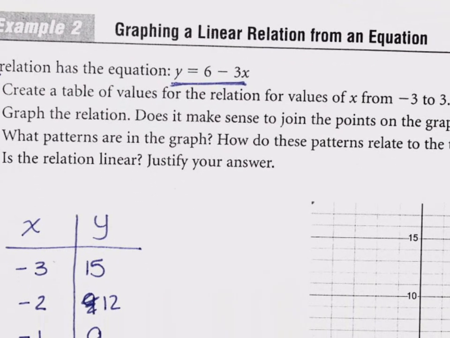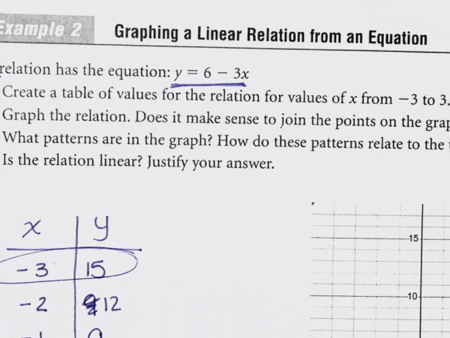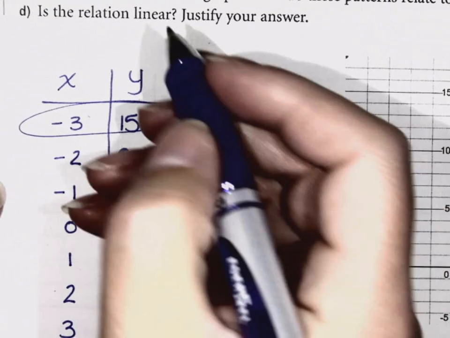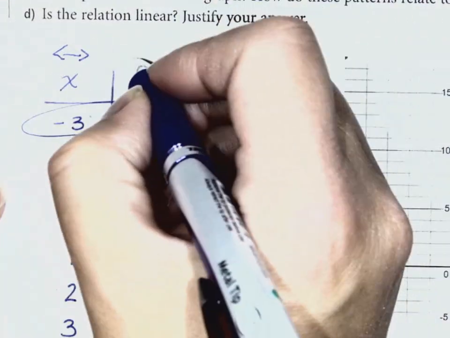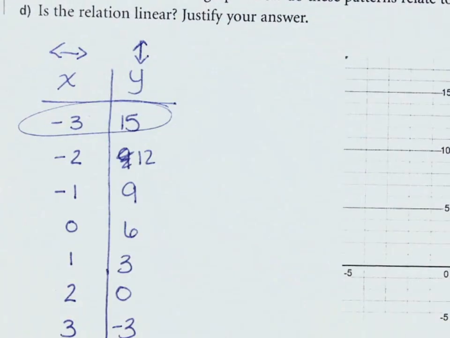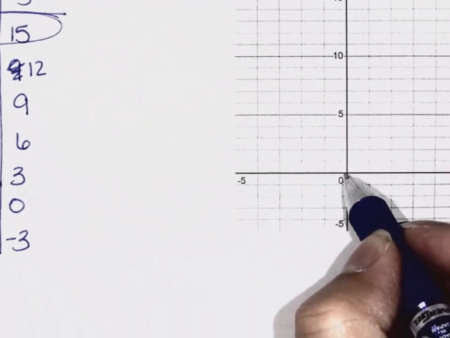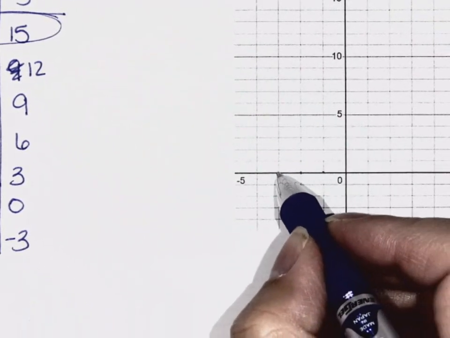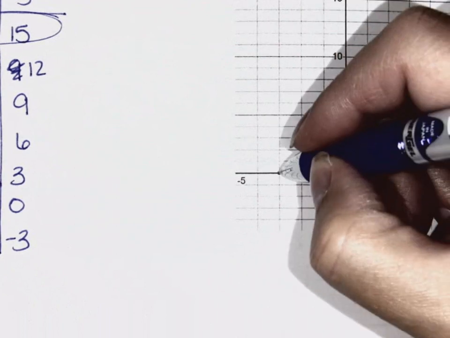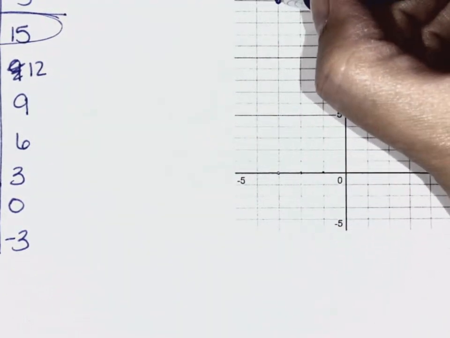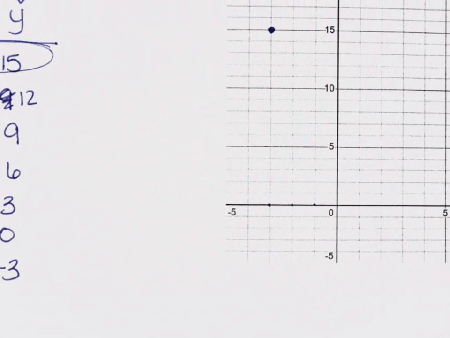Okay, you guys are just gonna graph the points. I'm gonna start with this one, -3 and 15. So x's, remember, are always left to right, and y's are up, down. So we start with -3, so I'm gonna go over to -3, so there's -1, -2, -3, and I'm going up to positive 15. So there's my dot right there.